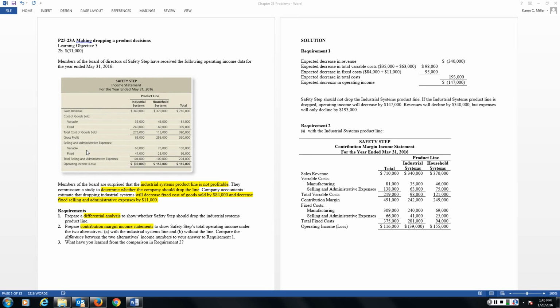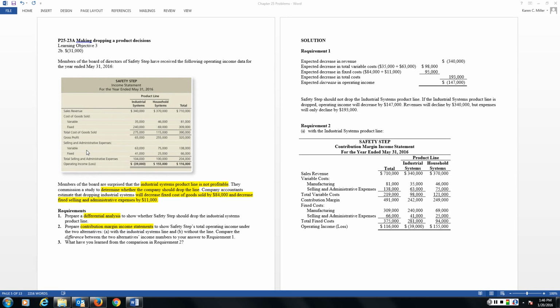And we can tell from this financial statement analysis that Industrial Systems is generating a loss, a $39,000 operating loss. And so the company has decided to do an analysis to determine whether we should drop this line. Once again, an inexperienced manager would say, well, sure, they're not generating a profit. We can't continue to run this business. But we have two different product lines, industrial and household.